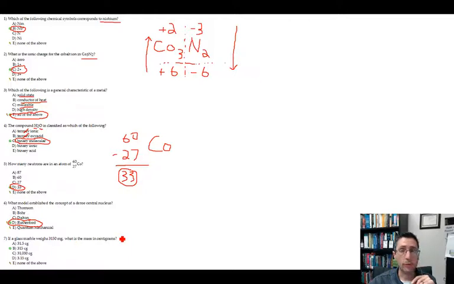Number 7 is a throwback to exam 1. Remember I said chemistry's cumulative. You're bound to see one, maybe two questions from previous chapter material. And here it is showing up. If a glass marble weighs 3,150 milligrams, what is the mass in centigrams? So there's my 3,150 milligrams. What am I after over here?